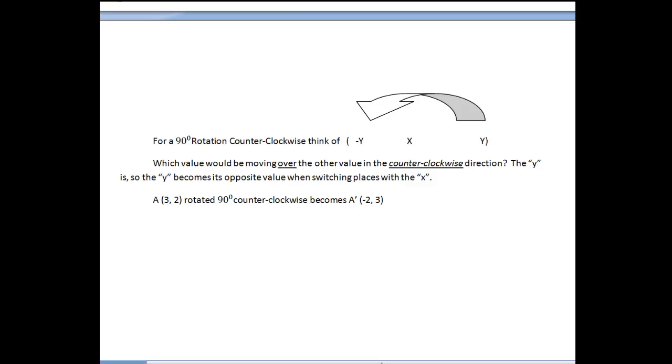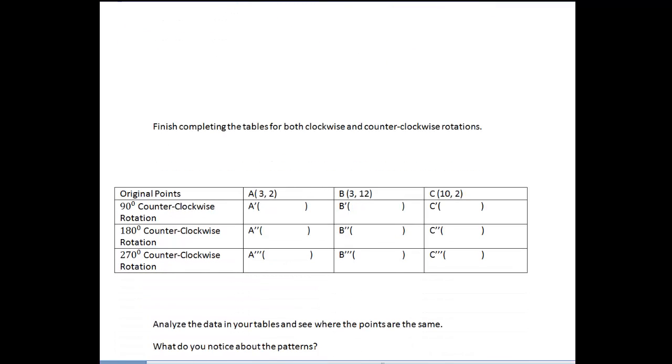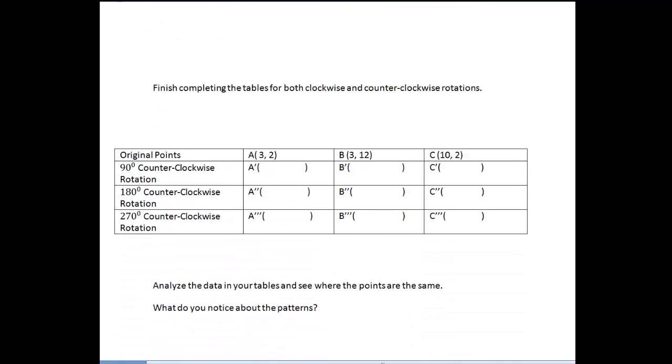Which value would be moving over the other value in the counterclockwise direction? In the illustration you can see from the graphic, the y is. So the y becomes its opposite value when switching places with the x. Point A (3, 2) rotated 90 degrees counterclockwise becomes A' (-2, 3).